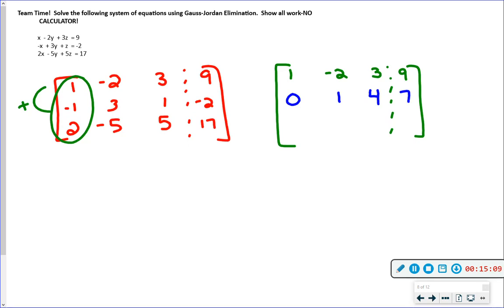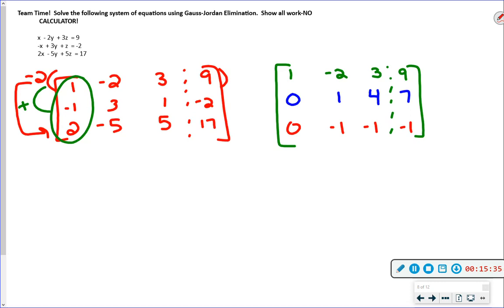I'm going to have to do a little work for the bottom row to get rid of the 2. So we're going to times the top by negative 2 and add it to the bottom. Negative 2 plus 2, 0. Negative 2 times negative 2, 4, plus negative 5. Negative 3 times 2, negative 6, plus 5. Negative 18, plus 17.